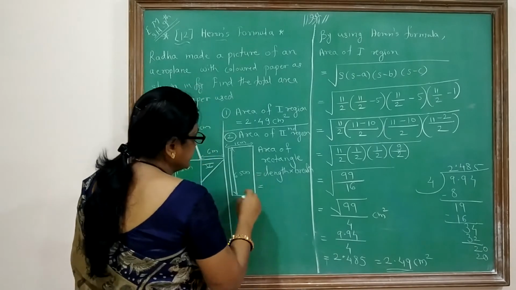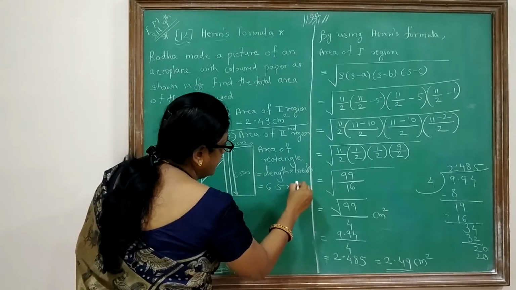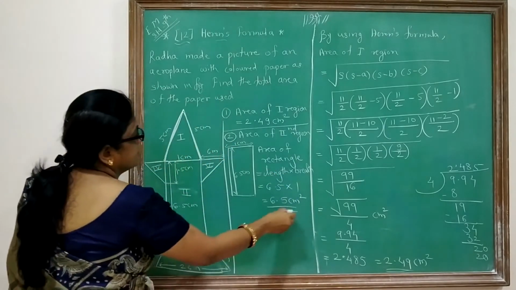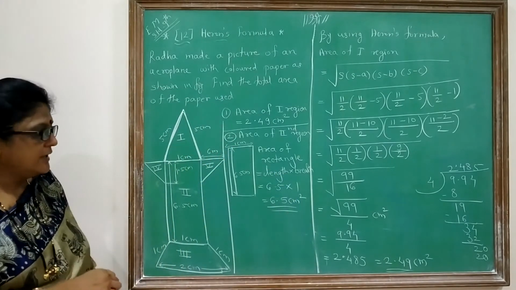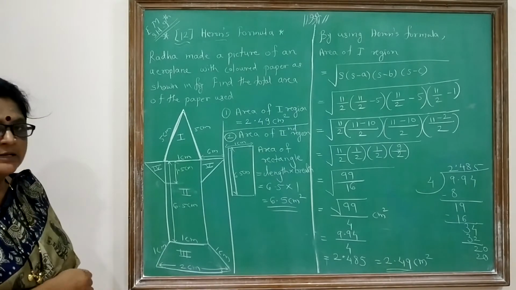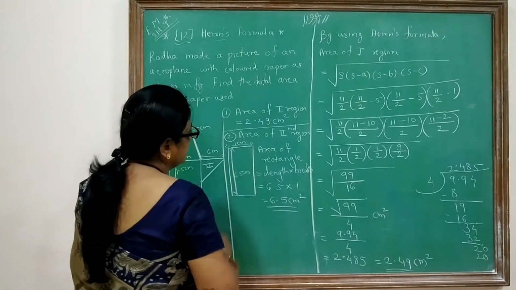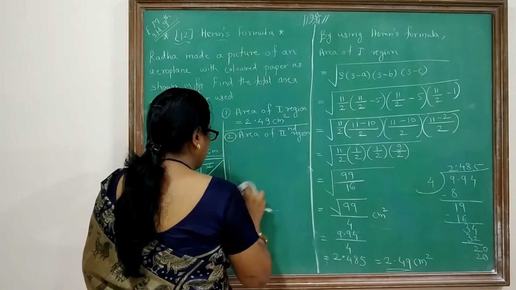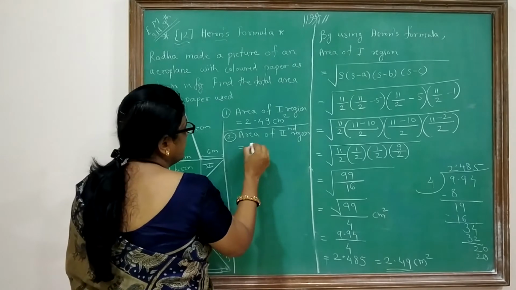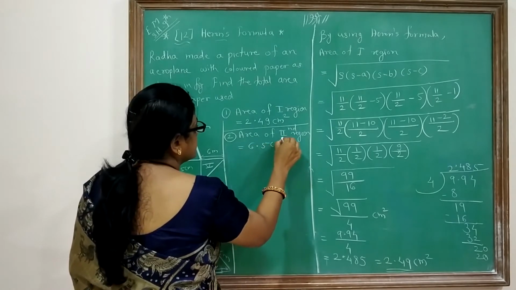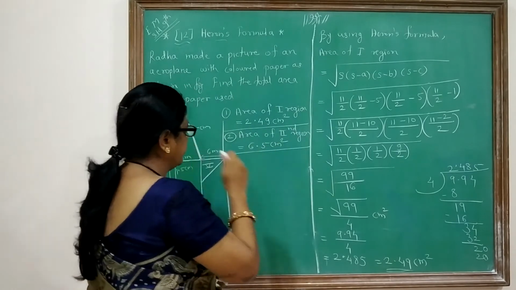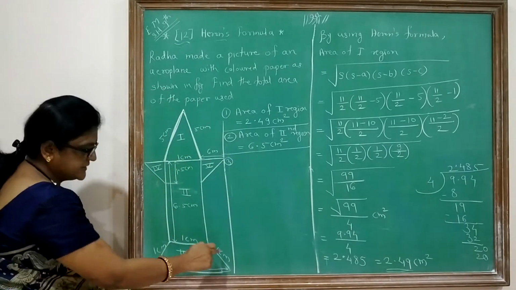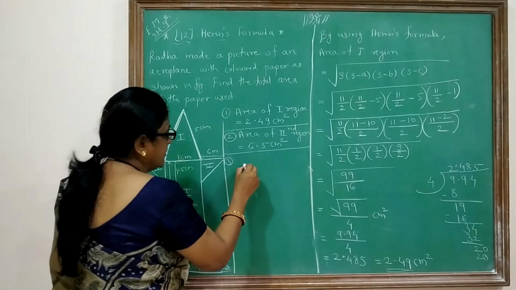Then equal to, what is your length? 6.5 into 1, that is 6.5 centimeter square. Means your area of second region is what? 6.5 centimeter square. Then write the answer. Then your third region is this. This is called the trapezium. Means draw the diagram here.